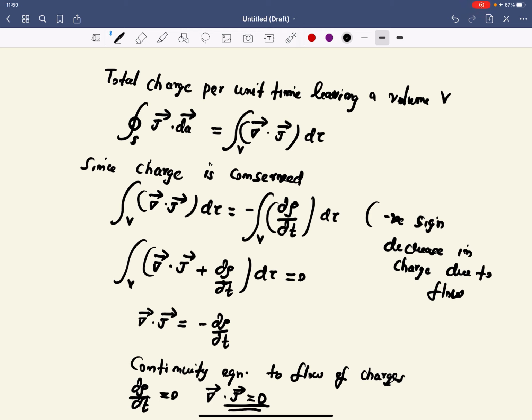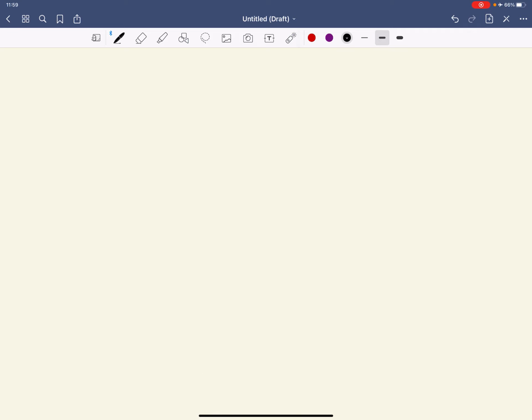So what is the meaning of this statement? Del dot J is equal to 0 means there are no sources or sinks. There are no pileup charges, there are no sources, there are no sinks. So we only have steady state currents, and these steady currents produce magnetic field.